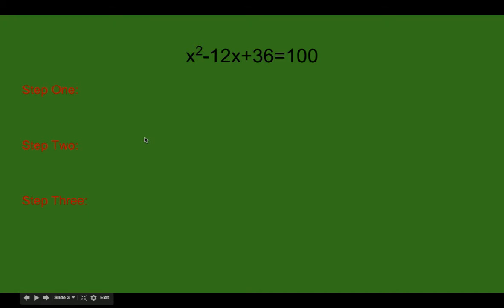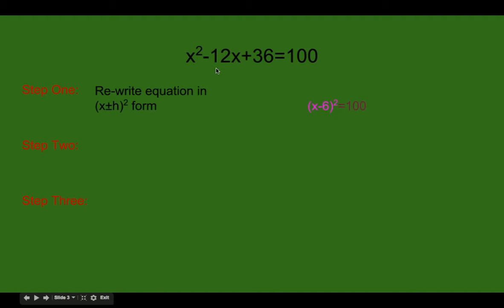Step 1 to find our solutions using the square root property is to rewrite the equation in the form of x plus or minus h squared. To do this, we're going to take our x, or whatever variable is being used, and we're going to either add or subtract whatever half of our b is.